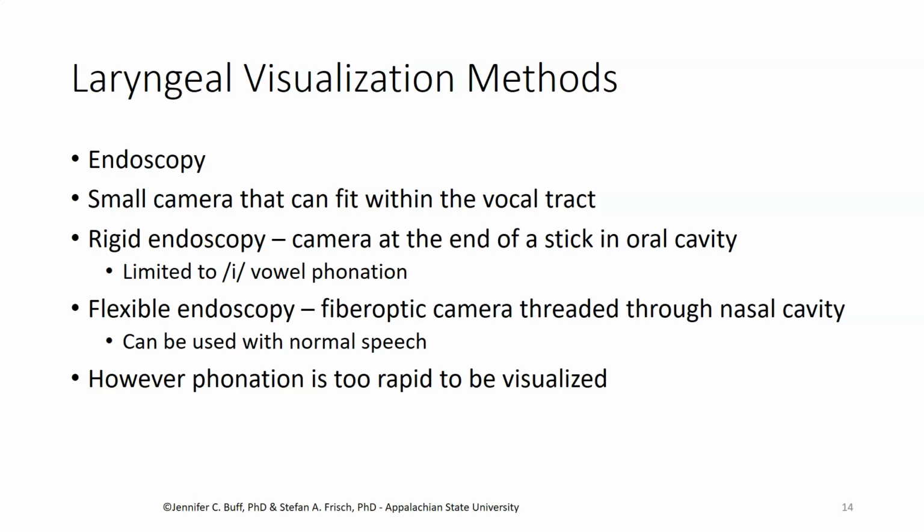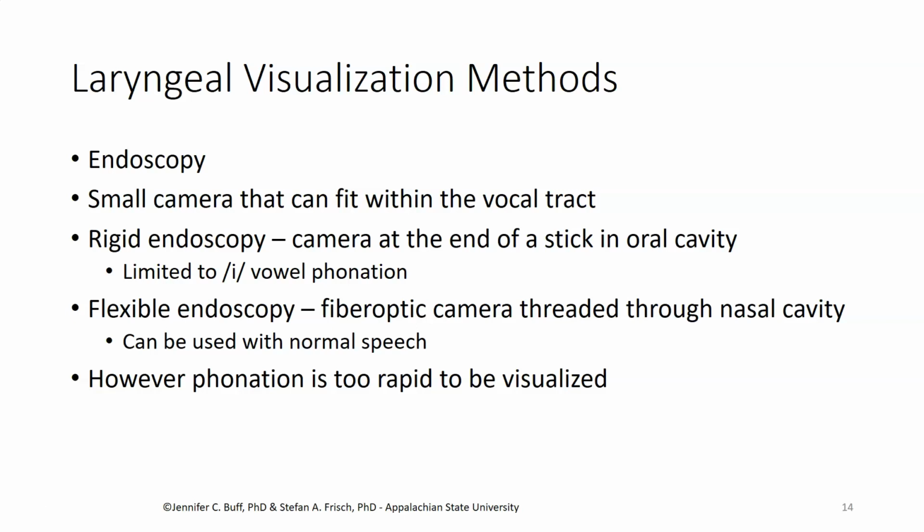What you might think of as a more direct visualization method for the larynx uses endoscopy, a small camera that you can fit inside the vocal tract to look at the vocal folds. In a rigid endoscopy, there's basically a small camera at the end of a stick that you can put in the oral cavity. If you then have somebody phonate a high front vowel like E, that moves a lot of the tongue root out of the way and allows you to see what the larynx is doing.